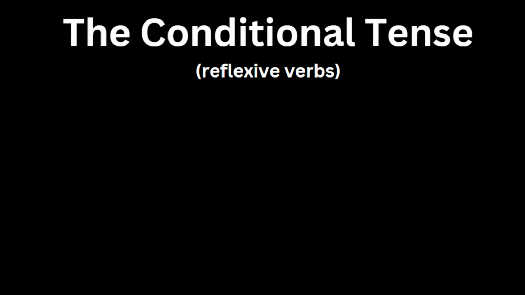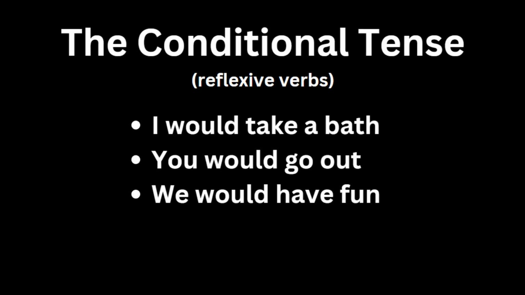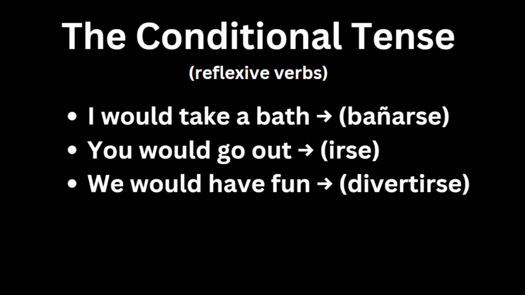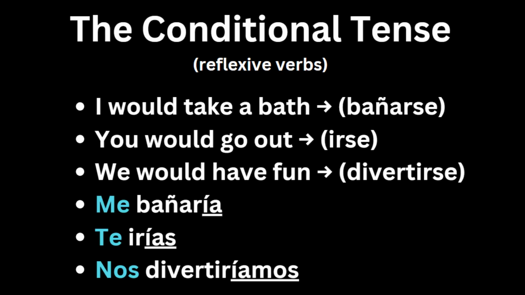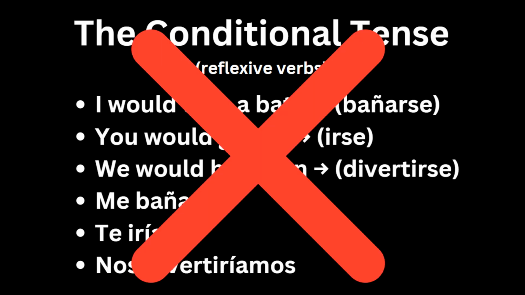At last, you can use the conditional tense with reflexive verbs like saying I would take a bath, you would go out, and we would have fun. These sentences use reflexive verbs, and the way that you would say them in Spanish is by putting the object pronoun before the conjugated verb. Me bañaría, te irías, and nos divertiríamos. Practically, however, I don't recommend using reflexive verbs because there's nothing much you can do with them, but it is important to know how they work in the conditional.